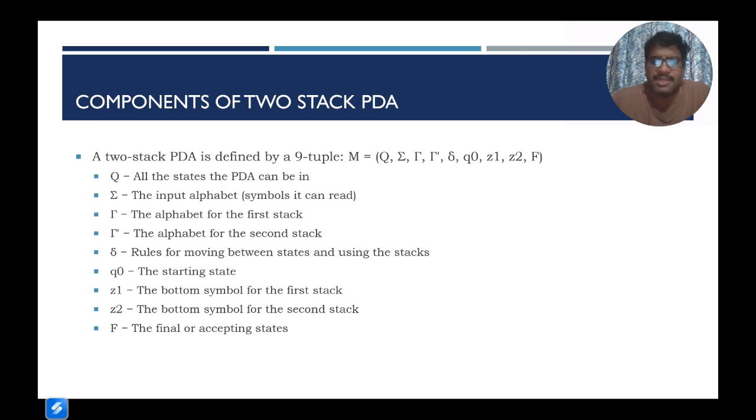Delta is the transition function, which moves the machine from one state to another using the stacks. Q naught is the starting or initial state. Z1 is the bottom symbol of the first stack. Z2 is the bottom symbol of the second stack. F is the final or accepting state.